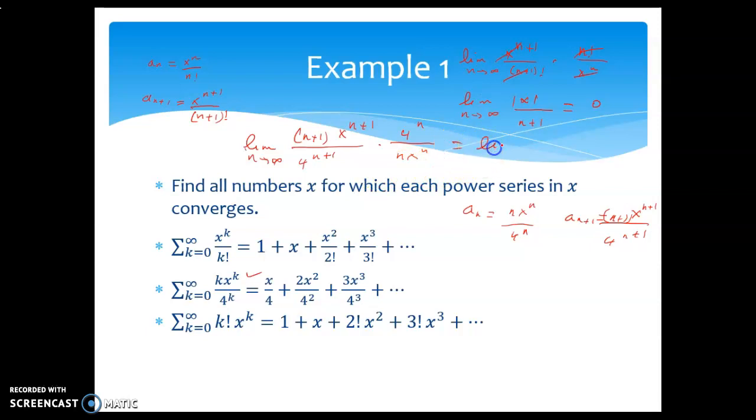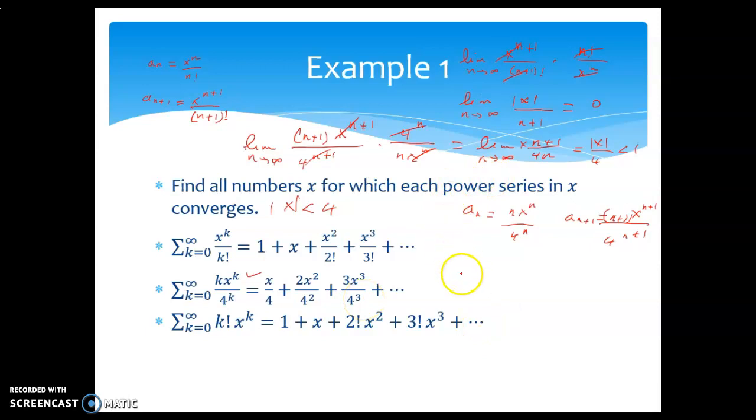So that is going to give me the limit as n goes to infinity. Here x raised to the power of n cancels, so we have x remaining. Here 4 raised to the power of n cancels, so we have 4 remaining. So we're going to have n plus 1 over 4n, times x. When we take the limit of that, it's going to be absolute value of x over 4. This must be less than 1 for this series to be convergent. So the values of x that make the series convergent are absolute value of x less than 4.